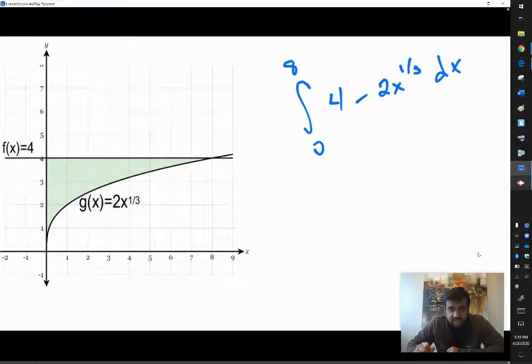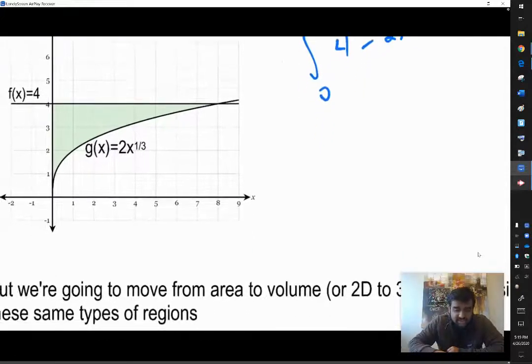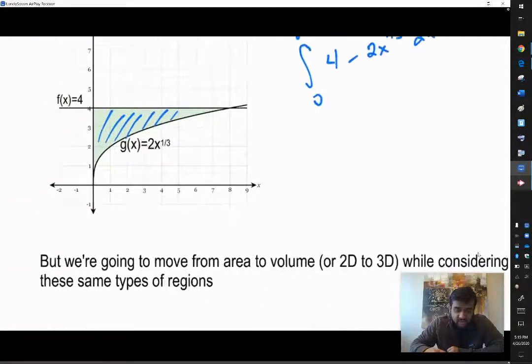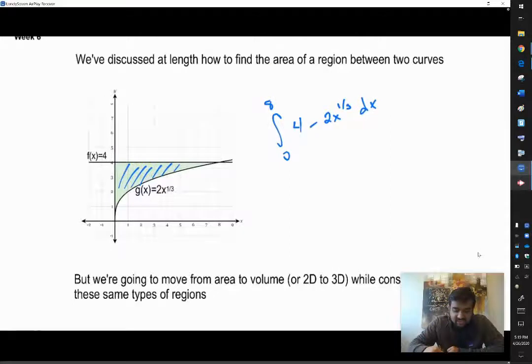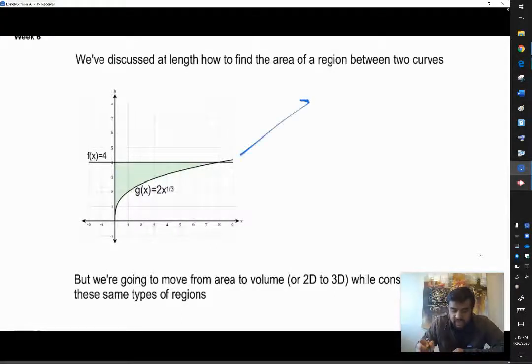We could then either do this by hand or use a calculator to integrate this, and we'll get a number, which represents the number of boxes that are filled in this space. Regions like this are going to be looked at in the view of volume, either as the base of a solid in three dimensions or as the basis of a revolution in three dimensions. So let's take a look at the first option first, which is when this green space, the region, is the base of a solid, the bottom of a solid.